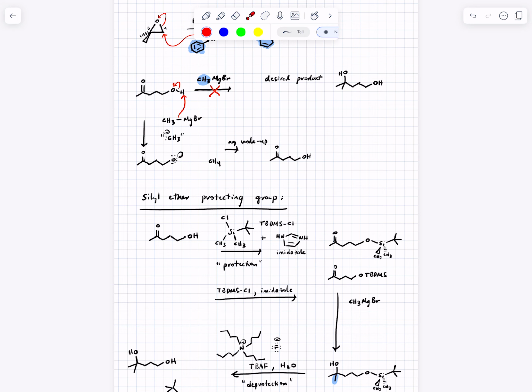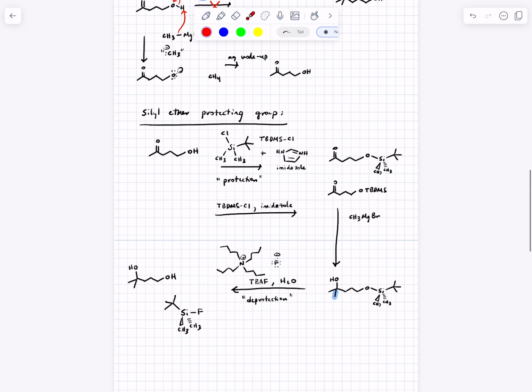Are there other situations besides acidic protons where you need to use a protecting group? Yes. And we will encounter some in chapter 14, which should have been like 5 minutes ago. So there we go. What else?